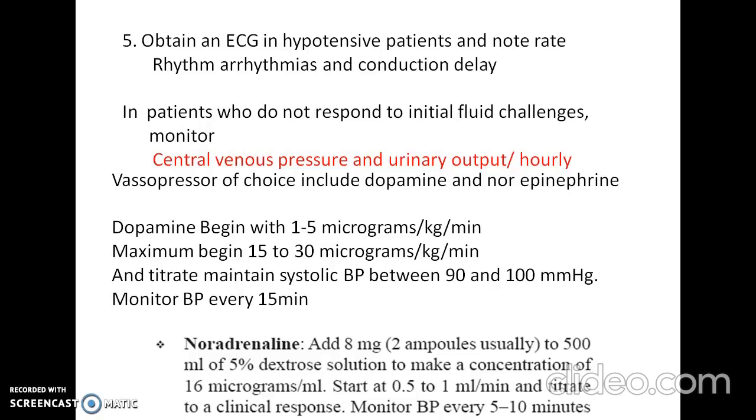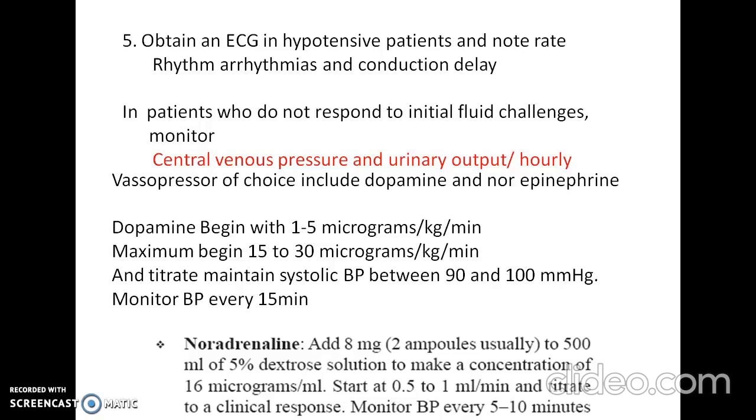If you are using dopamine, begin with 1 to 5 micrograms per kg per minute. The maximum is 15 to 30 micrograms per kg per minute, and we should go with titration. Here we should always check the BP and titrate the dose accordingly. We should maintain a systolic pressure between 90 to 100 mmHg, and we have to check the blood pressure every 15 minutes. Another option is noradrenaline.